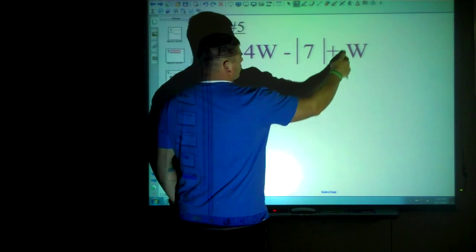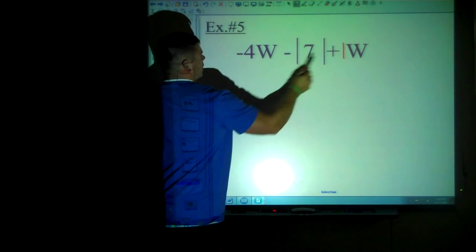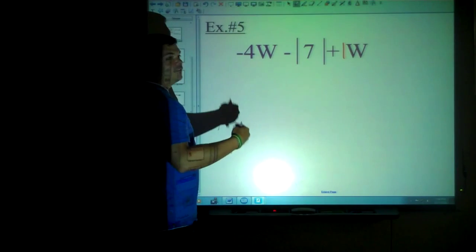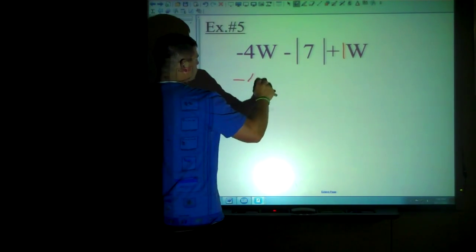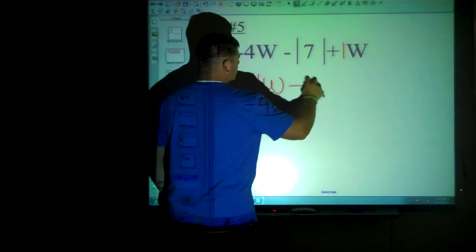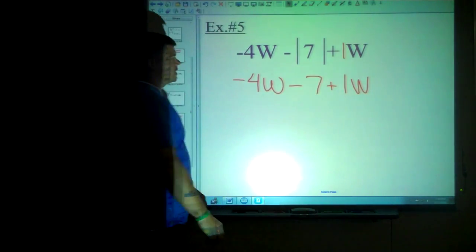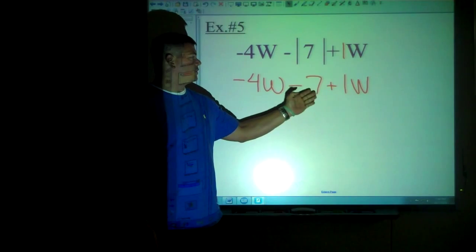This W over here, how many W's are there? There's only one W right there, so you can put a 1 in front of it if you like, which will be nice because it'll work well there. Now, as far as the absolute value of 7 is concerned, the absolute value, how far it is from 0, 7 is 7 units from 0. So negative 4W minus 7 plus 1W. Notice all I did was get rid of the absolute value brackets by finding the actual absolute value of 7.